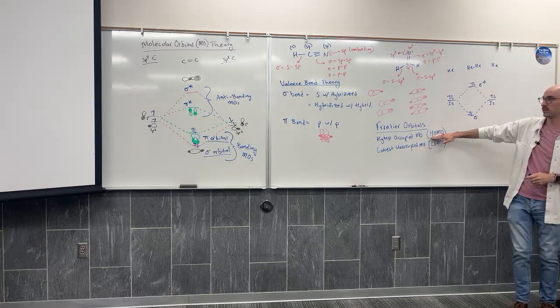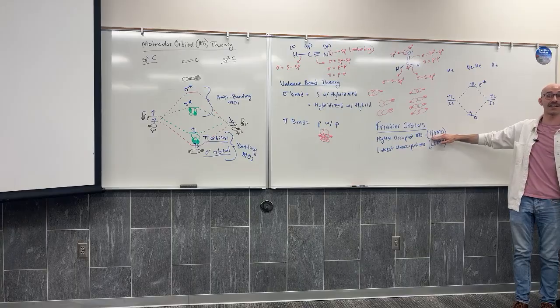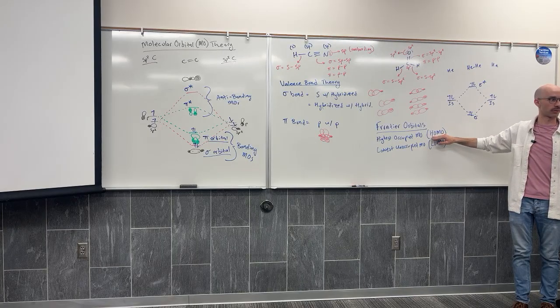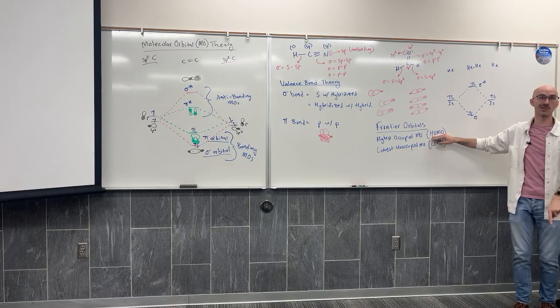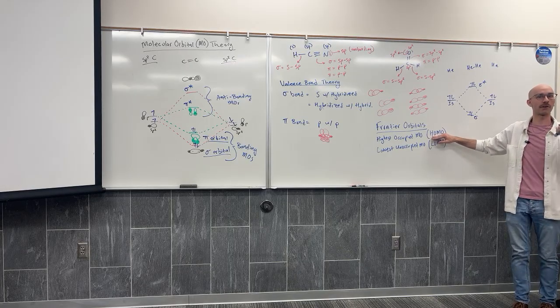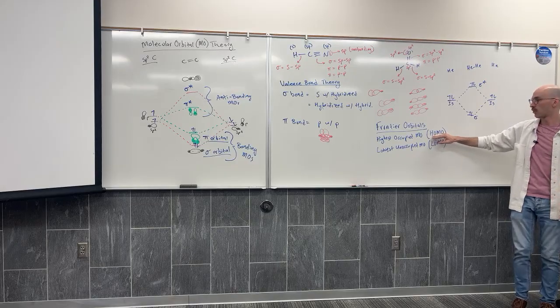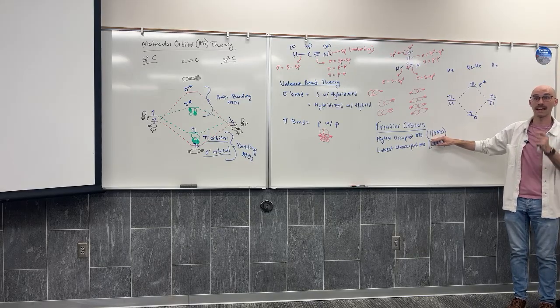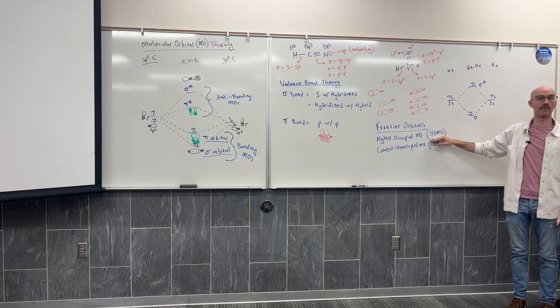The HOMO is the highest occupied molecular orbital, the pi orbital. It's either sigma or pi, but sigma's lower energy. Pi is a higher energy MO. It's the highest occupied MO.